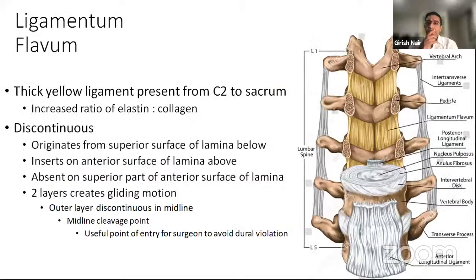The thick yellow ligament originates from the superior surface of the lamina below and inserts on the anterior surface of the lamina above, and it is absent on the superior part of the anterior surface of the lamina. The two layers create a gliding motion. The outer layer is discontinuous in the midline, and it provides a cleavage plane for the surgeon to avoid any dural violation.